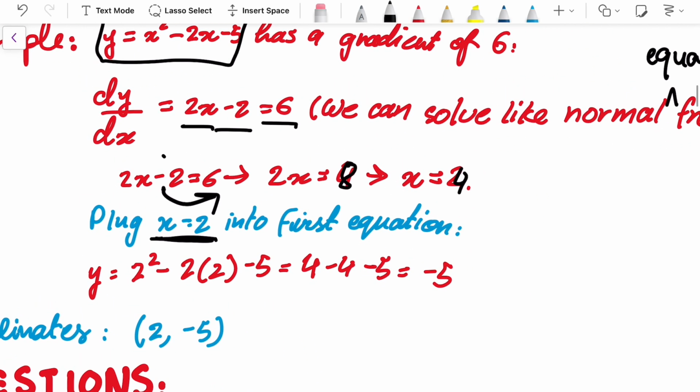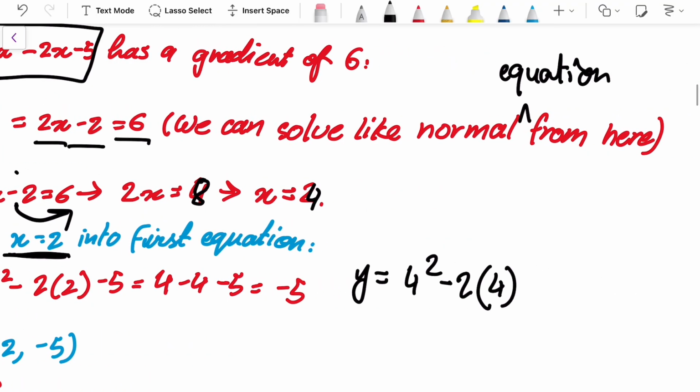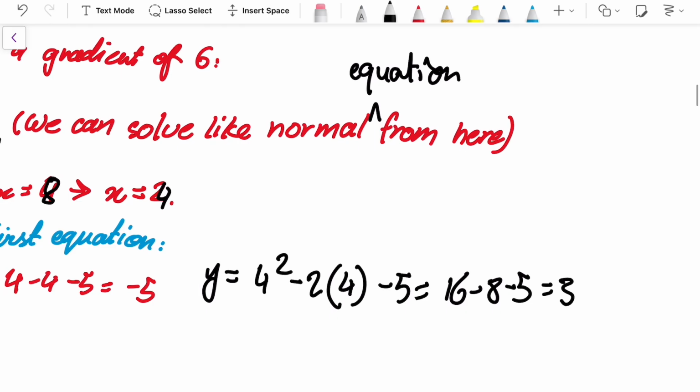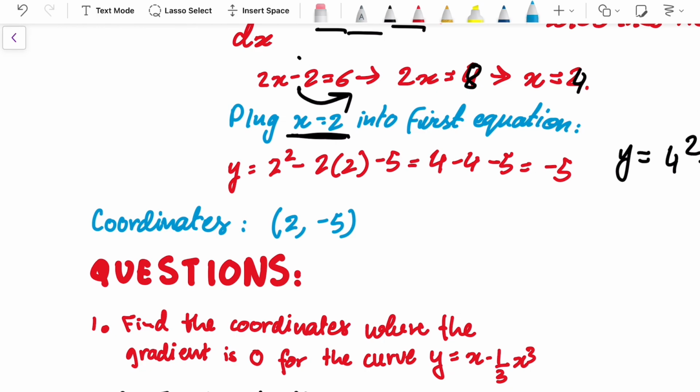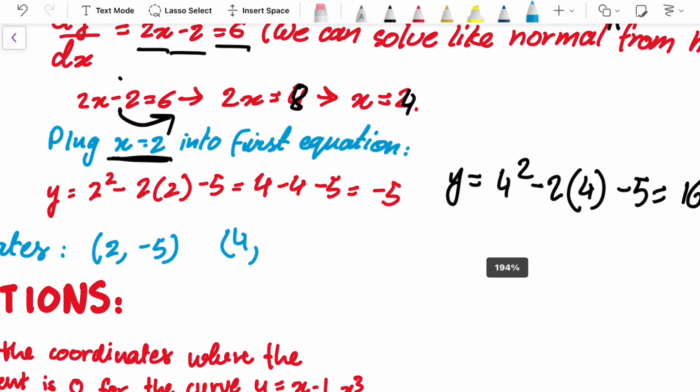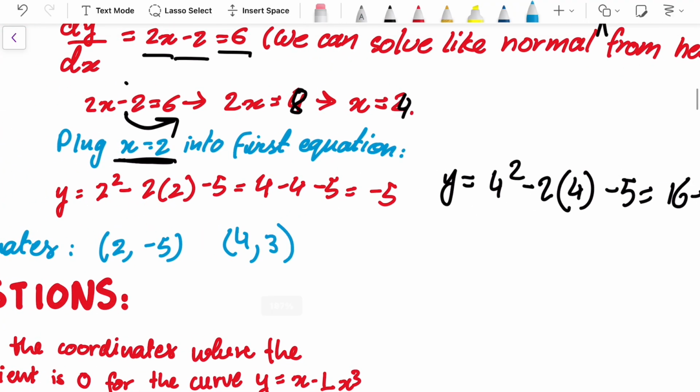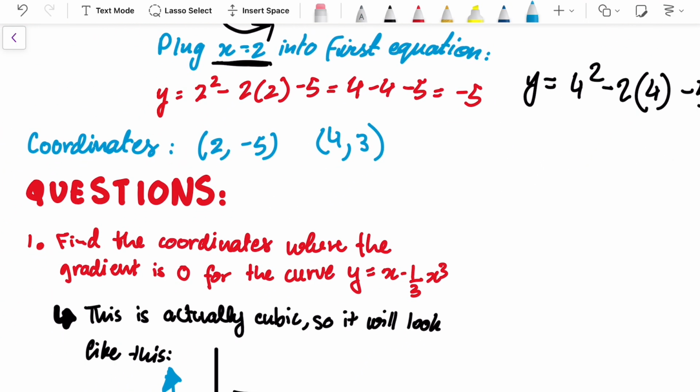That wasn't really the answer. So let's just plug x is equal to 4 into the calculation instead. So we've got y is equal to 4 squared minus 2 times 4 minus 5. So this becomes 16 minus 8 minus 5, and that becomes 3. Cool. So the answer is actually not going to be that. It's actually going to be 4 and 3. That is the answer. Sorry about that little mistake.